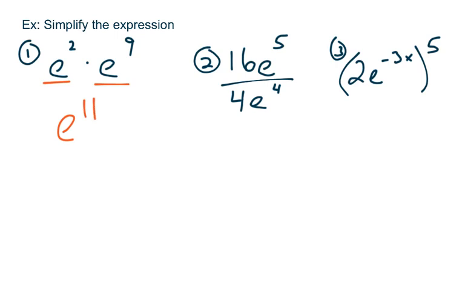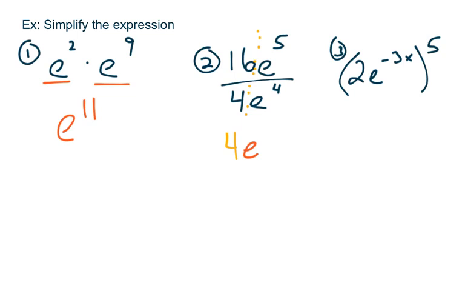Okay, number 2, 16e to the 5th over 4e to the 4th. The base here is still e, so we can split this into two separate fractions. We can treat it like 16 over 4, which is just 4, or 4 over 1. And then if we have e to the 5th over e to the 4th, if we've got the same base and we're dividing, we subtract our exponents in the form top minus bottom. 5 minus 4 would be e to the first, or just 4e.